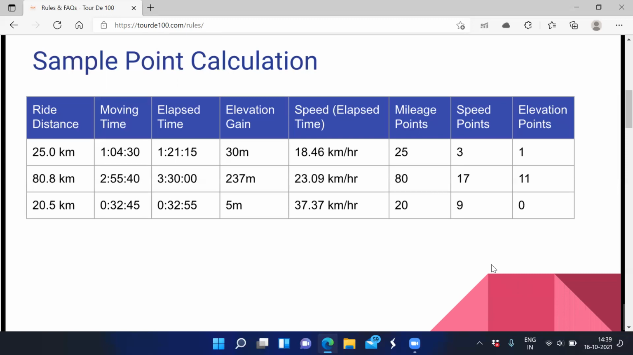And for another example, 20.5 kilometers, with 32 minutes 45 seconds as the moving time, and 32 minutes and 55 seconds as the time elapsed. Elevation is 5 meters, so 0 points for elevation because the minimum of 20 meters is not completed, and the speed is 37.37 kilometers per hour. Therefore, he has got 20 points for his kilometers, as he has covered 20.5 kilometers, and 9 points for his speed. The average speed is 37.37. It's a lot. Accordingly, they have made it.